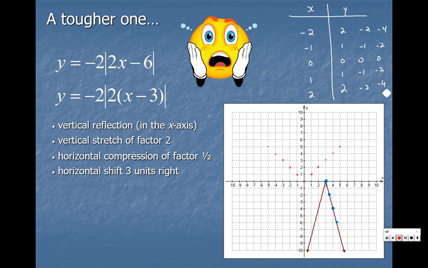Horizontal compression factor half. It means all the x values become half of what they were. These become half. That's -1, that's -0.5, that's 0, that's 0.5, and that's 1. And then 3 units right means add 3 to the x values. 2, 2.5, 3, 3.5, and 4. And then you graph those points. See, the table of values walks you through getting all your new points. 3, 0, 3.5, -2. They're all right there for you.